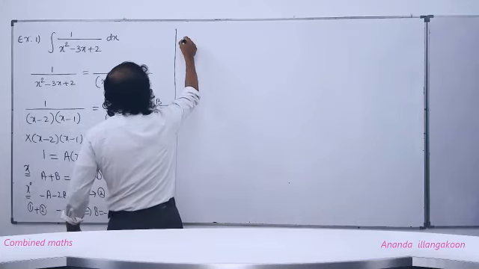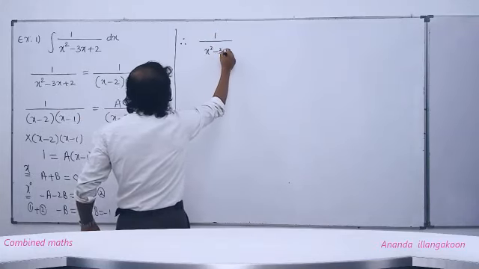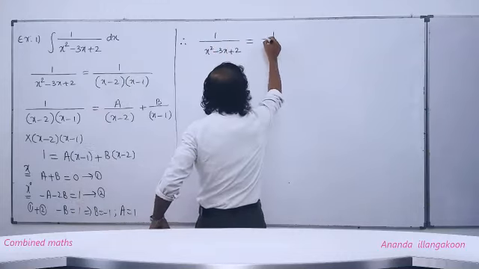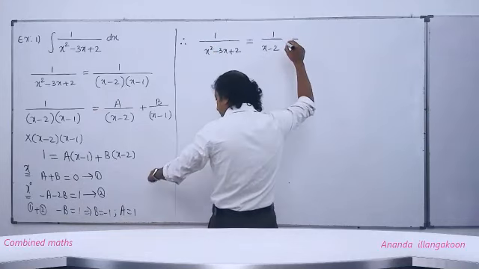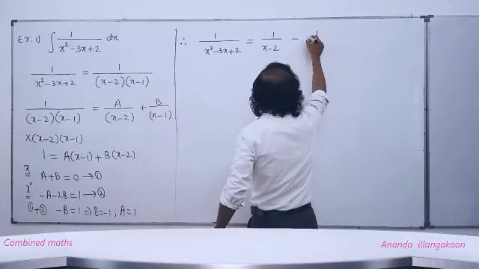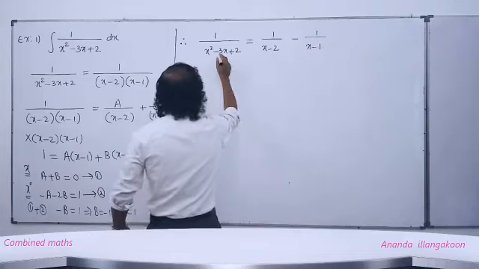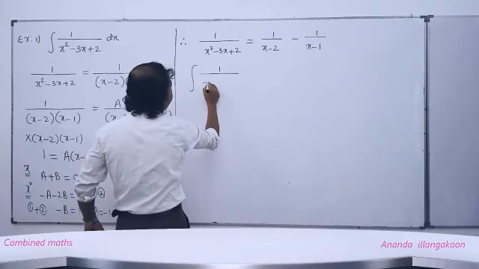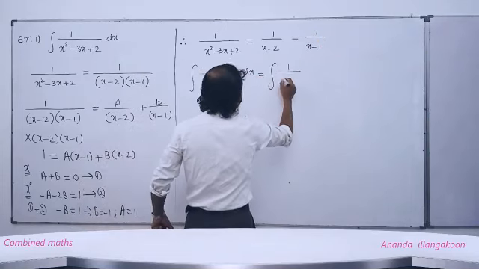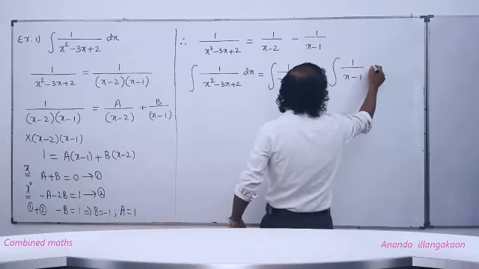Therefore, we can write 1 upon x squared minus 3x plus 2. Substitute A is 1, so 1 upon x minus 2, and B is minus 1, so minus 1 upon x minus 1. Then we need the integration of this one, so we integrate like this: integral of 1 upon x minus 2 dx minus integral of 1 upon x minus 1 dx.